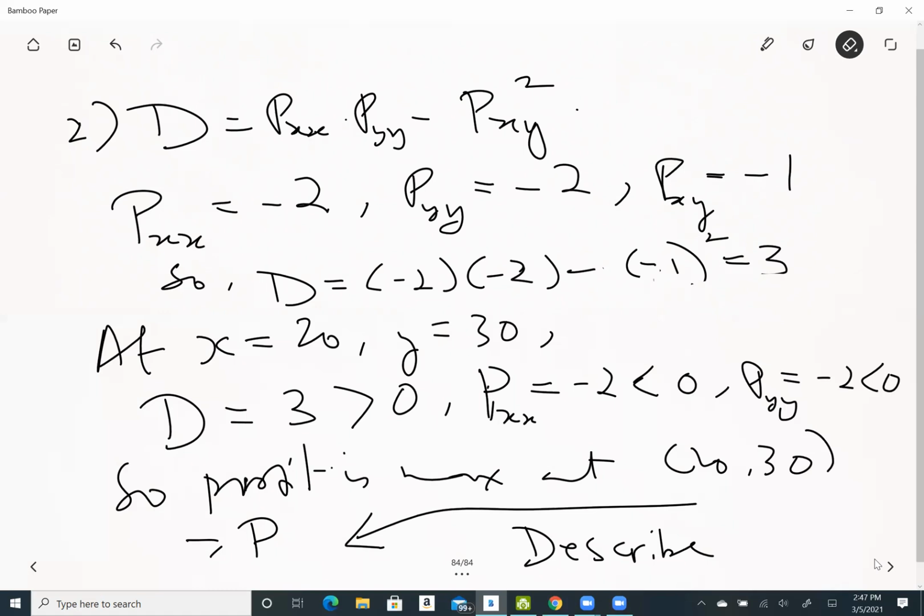And then you find the profit at that point. You will get the profit. And then what you do is describe that point. Okay, describe it.